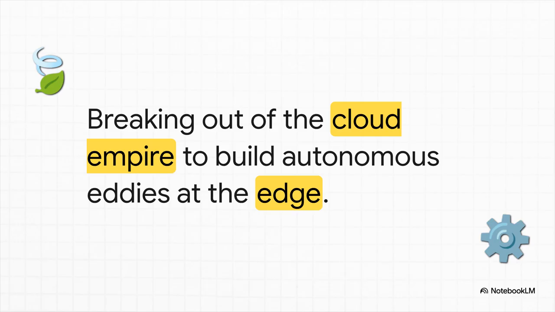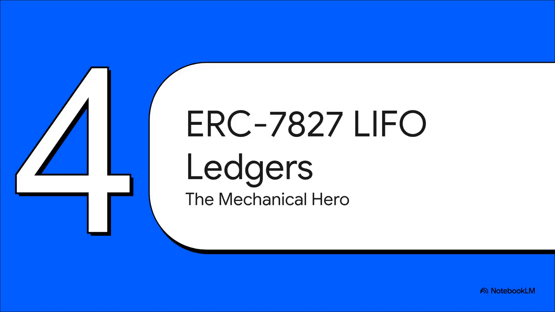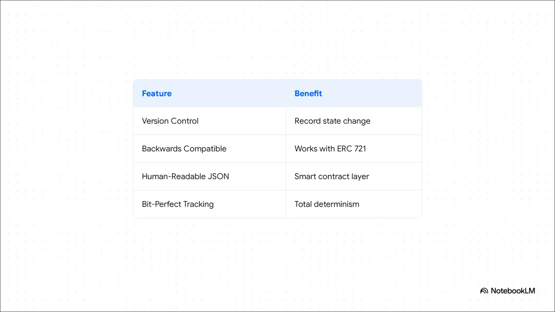Your data is anchored safely in the global internet root, but the actual physical execution happens locally on your own hardware, right at the leaf. All right, taking a breath as we hit Section 4, ERC 7827 LIFO Ledgers. Enter the mechanical hero of our explainer. Let's get right down to the metal and meet the protocol that makes all of this a reality, ERC 7827.